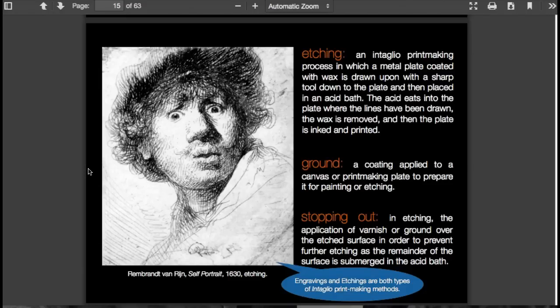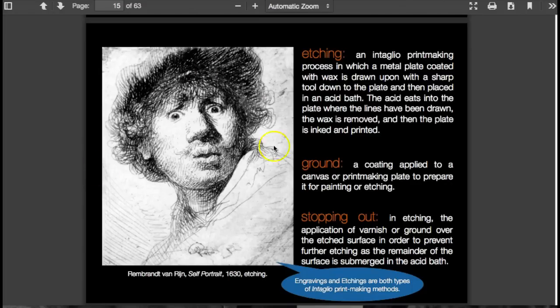And then we have this term stopping out. And so this is an application of a varnish or a ground, so another chemical that we put on that etched surface to keep that acid from eating further into the surface. Or else if it kind of sat there and you didn't get all that acid off, over time it would actually keep eating away and deteriorating that etching matrix or master image.